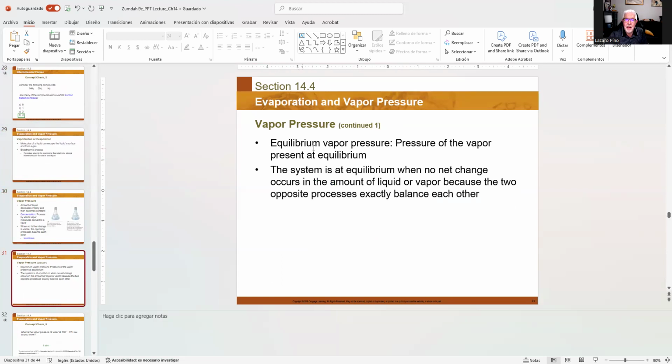The equilibrium vapor pressure is the pressure of the vapor present at equilibrium. The system is at equilibrium when no change occurs in the amount of liquid or vapor because the two opposite processes exactly balance each other.